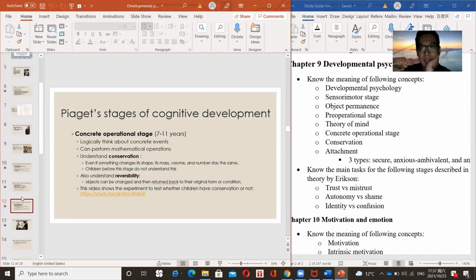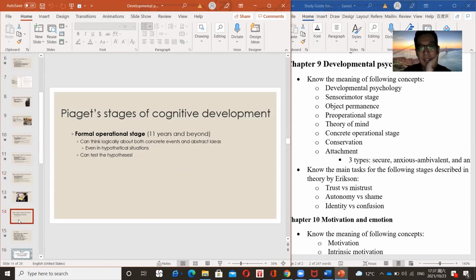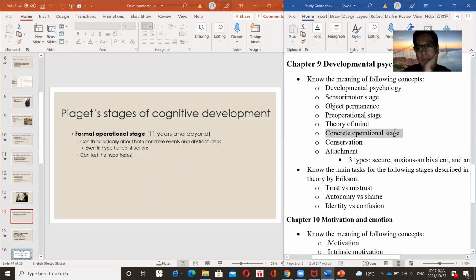And the next stage is formal operational stage. You do not have to know about it to take the test, but there is one, the last stage. People can use logic to think about concrete events and abstract ideas. So in concrete operational stage, children can only use logic to think about concrete events.